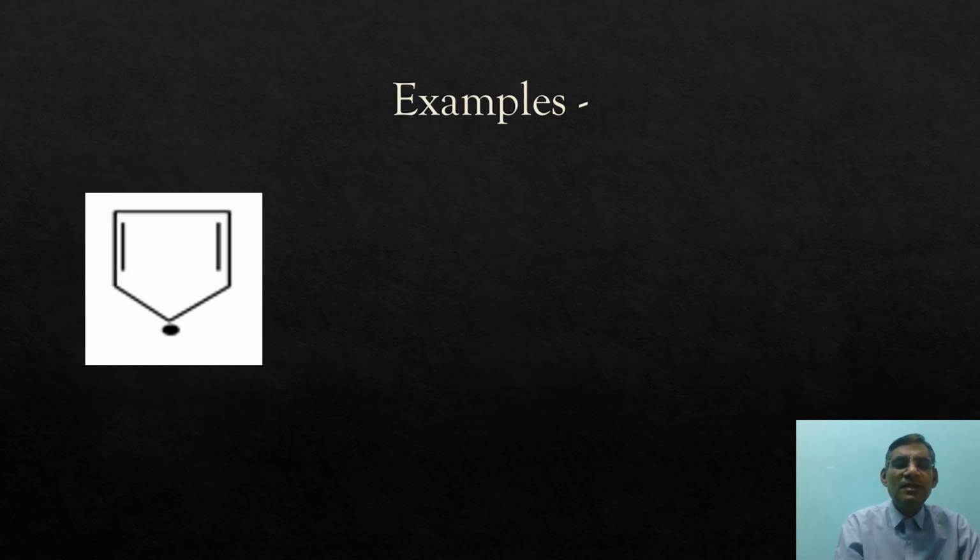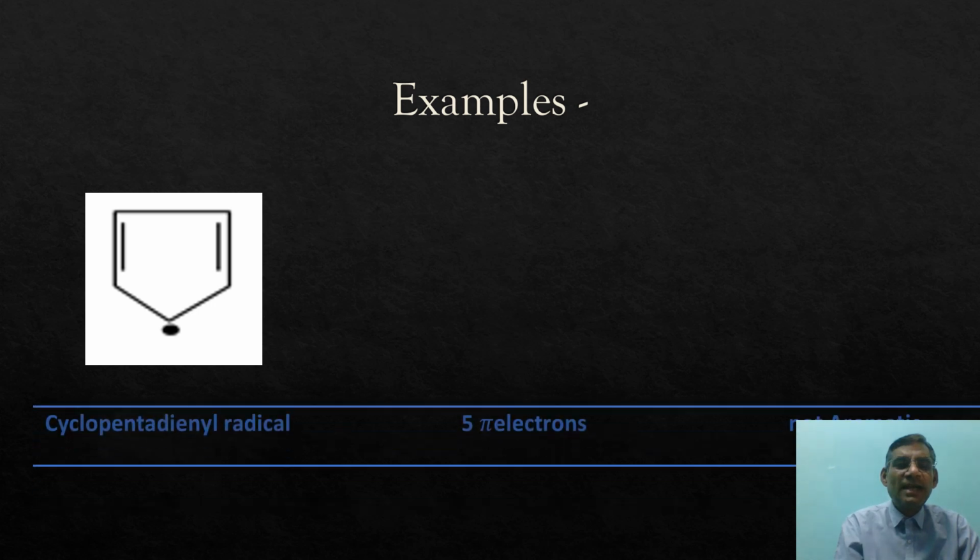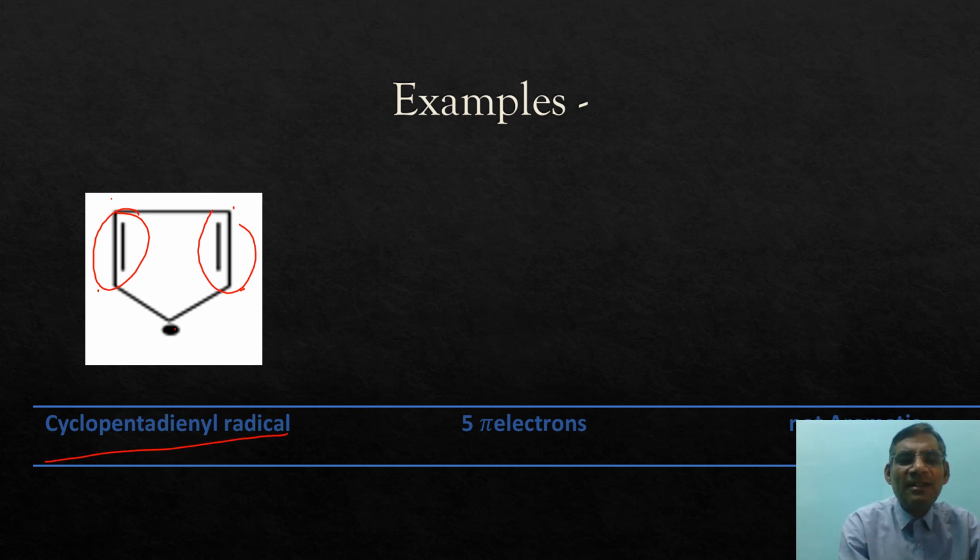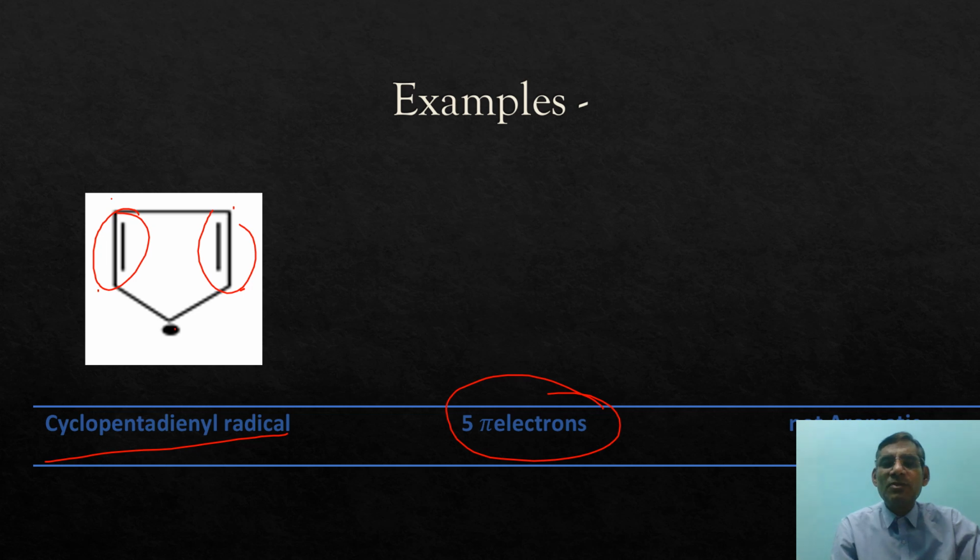Now see, this is cyclopenta. 1, 2, 3, 4, 5. 5 carbons are there, so penta. Dienyl, 2 double bonds are there. Cyclopentadienyl radical. It is having 5 pi electrons. Odd number of electrons are there, so there is no question of aromatic or anti-aromatic. It will be non-aromatic in nature only.